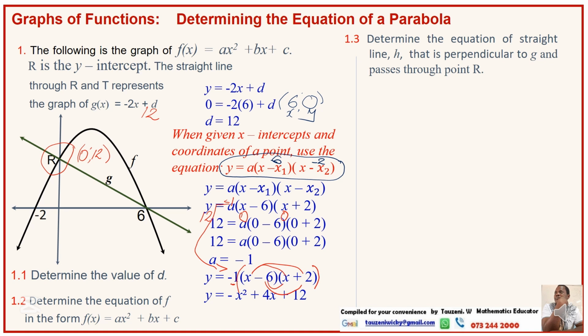So quickly, the equation of a parabola can be determined by using the equation y is equal to a factor of x minus x1 factor of x minus x2, where x1 and x2 are the x-intercepts of the parabola.